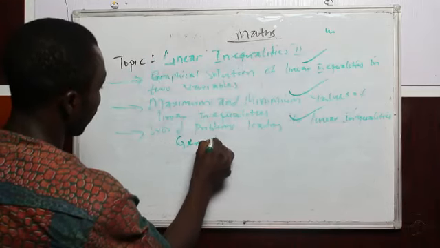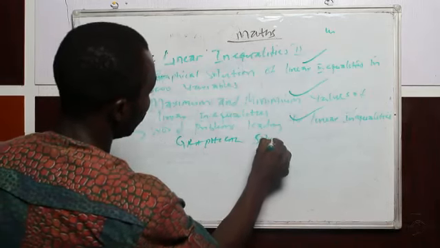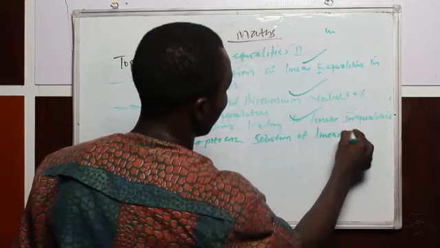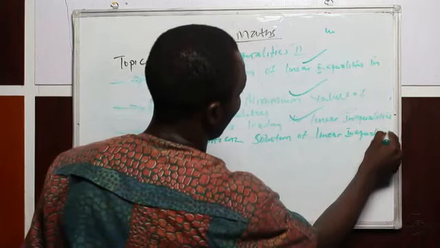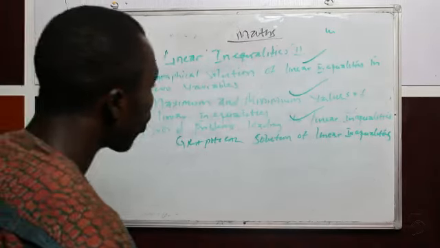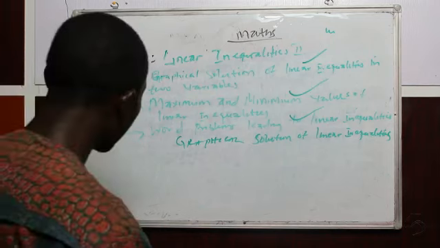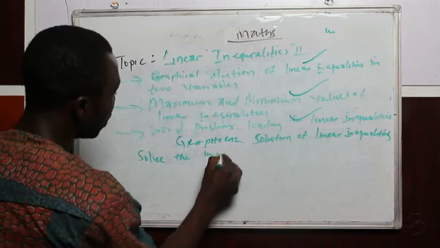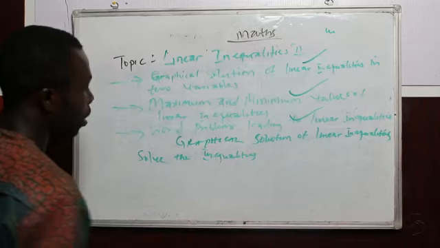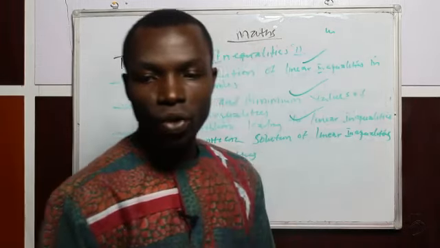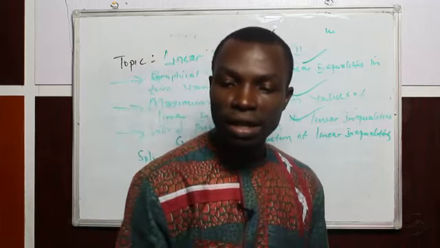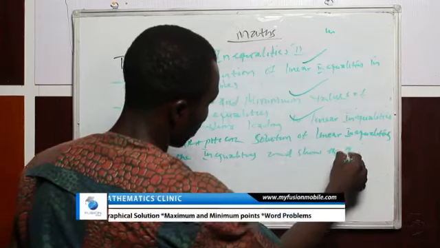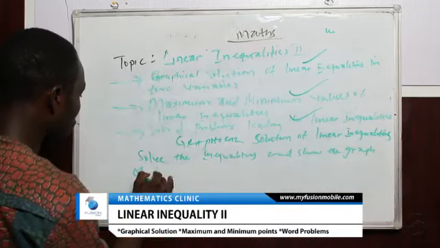Graphical method. Graphical solution of linear inequality. Now, I say solve the inequalities. Solve the inequalities of this solution and show the graph of the relationship.